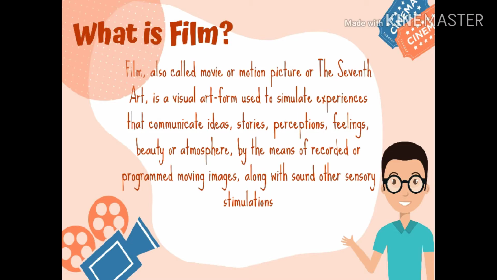Film, also called movie or motion picture or the seventh art, is a visual art form used to simulate experiences that communicate ideas, stories, perception, feelings, beauty, or atmosphere by means of recorded or programmed moving images along with sound or other sensory stimulation.